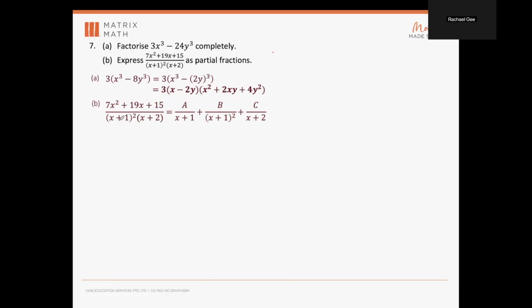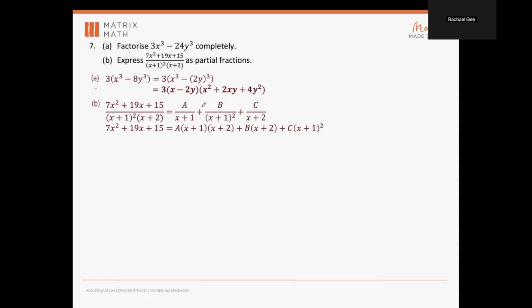Okay, then you'll start. Over here, your (x plus 1) squared is a repeated root, so you must have one linear one and one squared one. Since everything is fully factorized, you don't need an x term on the numerator. After that, you just multiply both sides by the denominator, and you have this.